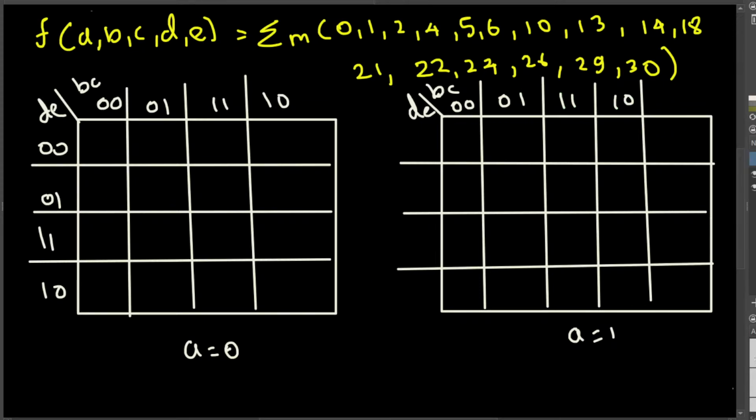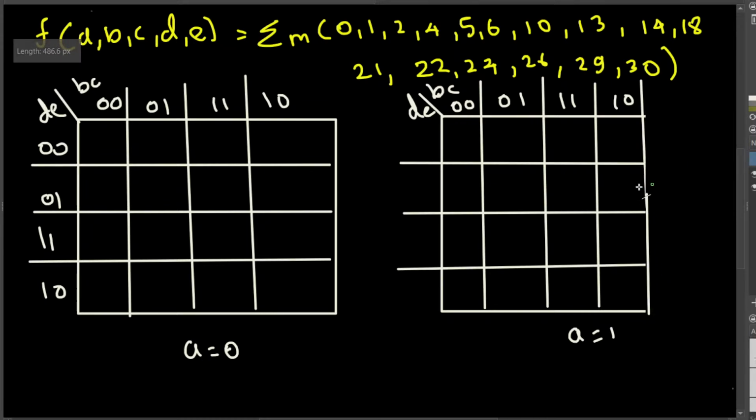Here I have something extra. I'm going to erase this. Okay, so this is also 00, 01, 11, 10. Now let's go and assign the locations.